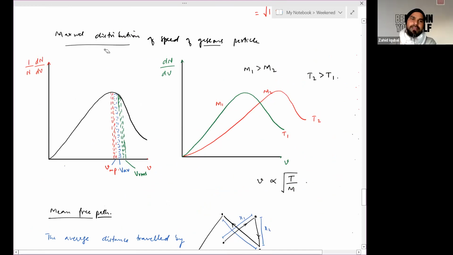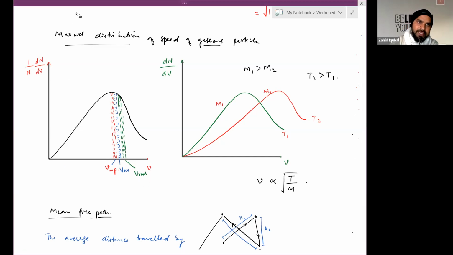According to Maxwell, simply define the velocity of gas, or the number of constituent gaseous particles in a particular vessel moving with these different velocities. So this is 1 by n, to define its fractional part, dn by dv. So this whole term defines how much fractional particle in a particular vessel is moving with vmp velocity, v average velocity, and v rms velocity.